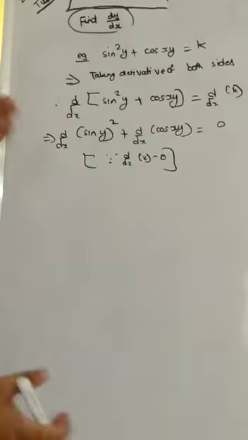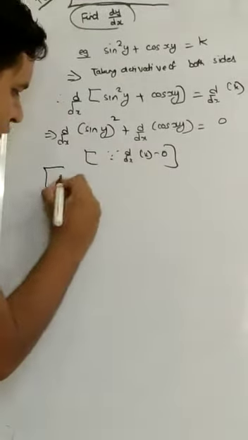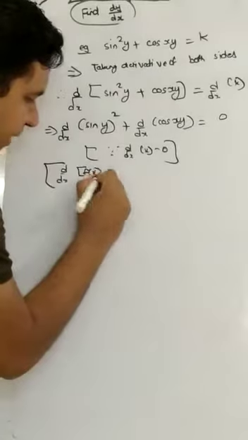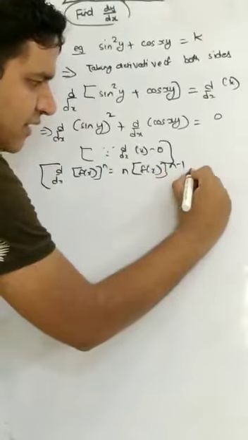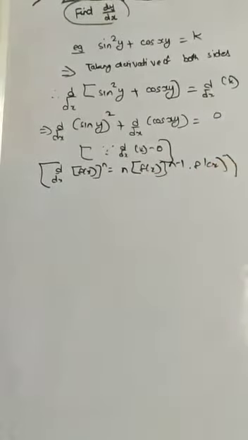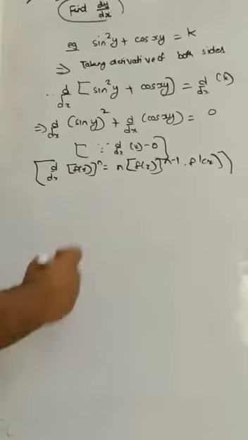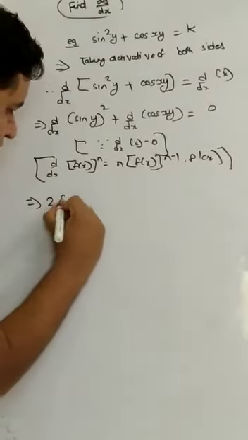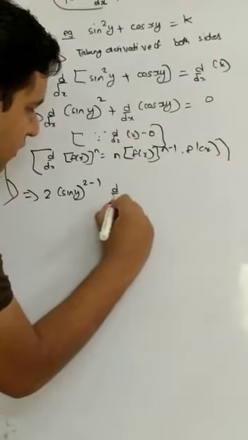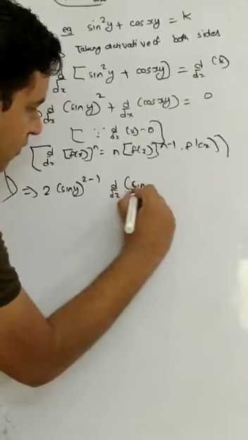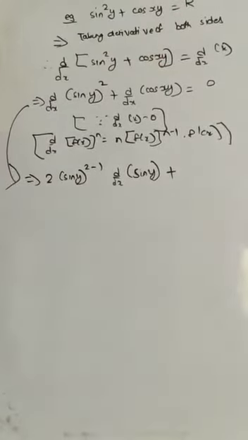Now, derivative of sin y to the power 2. I can compare that to a function of x, because y is a function of x, to the power n, which gives me n f(x) raised to n minus 1 into f'(x). So, I get 2 sin y raised to 2 minus 1 into d/dx of sin y plus.